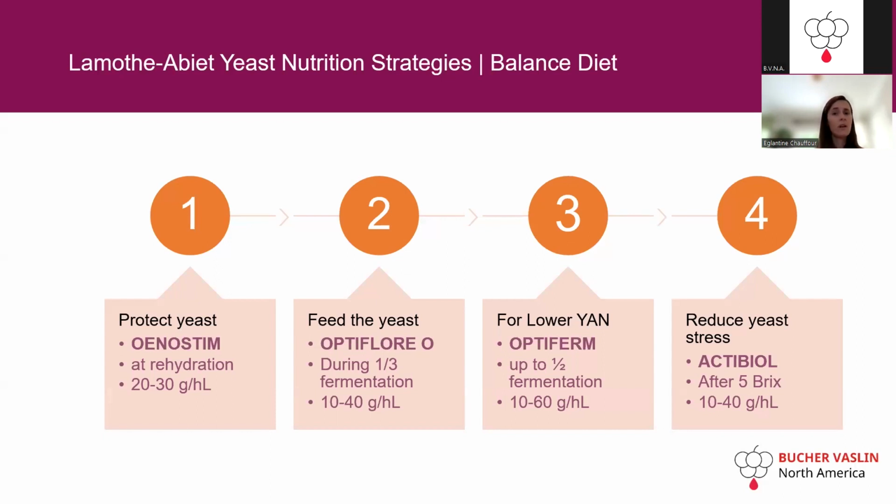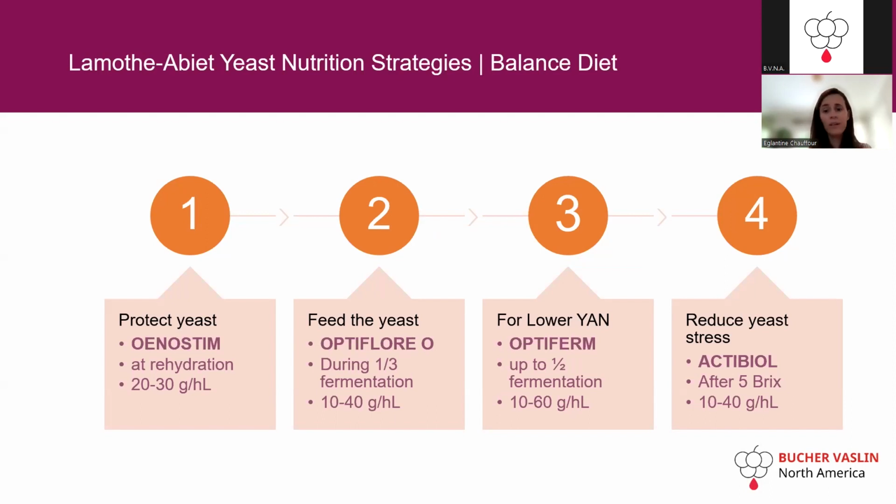You use it in the water of the yeast, or you use it right away when your fermentation is about to start. Second step, feed the yeast properly with a qualitative, nutritive nitrogen. So we focus on quality, slow use, sustainable nutrition. So Optiflor O, up to 1/3 of the fermentation, 10 to 40 grams per hectoliter.